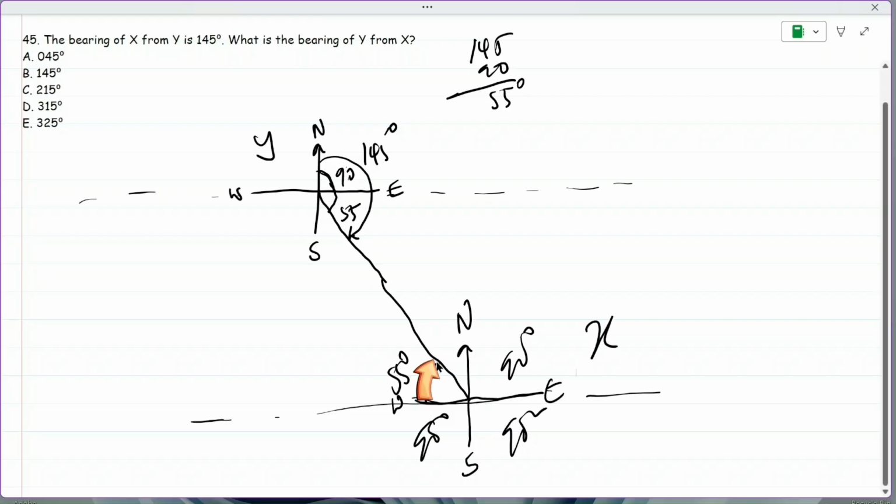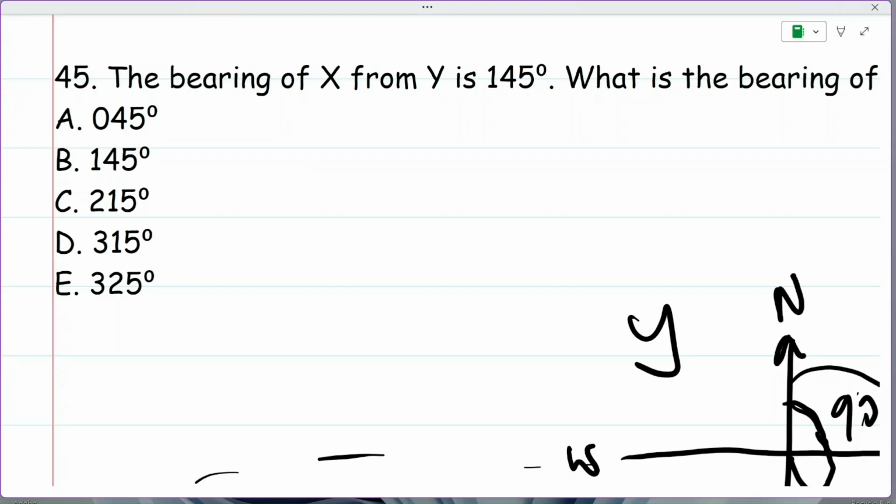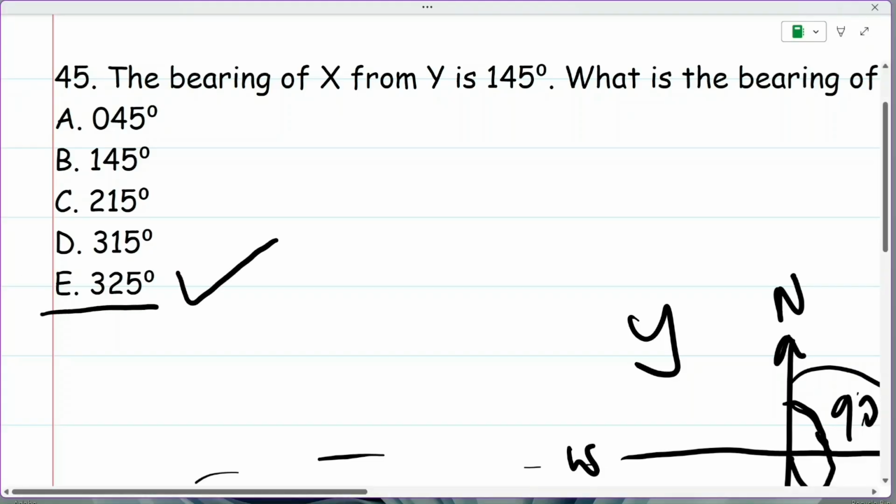because this is our x, is 55 degrees. So taking the reading, 90 plus 90 plus 90 plus 55. So I have 90 plus 90 plus 90 plus 55. With our calculator, the answer is 325 degrees. The answer to the question is E, 325 degrees.